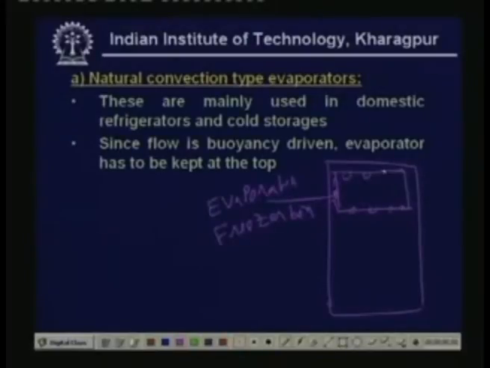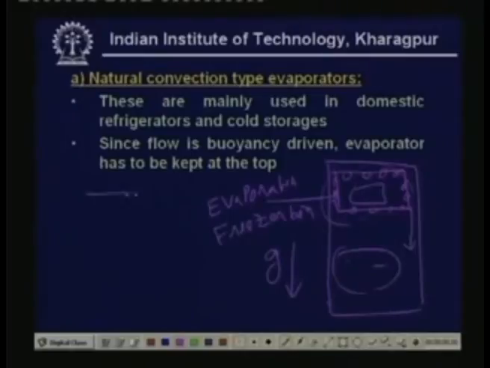It can be a roll bond type or tube and plate type, and you store the food products everywhere. Frozen food is kept here, and other foodstuffs are kept here, vegetables, fruits, etc. So, the gravitation is in this direction, this is the top. Since you are keeping the evaporator at the top, the air close to the evaporator becomes cold, and since its density increases, the air will come down.